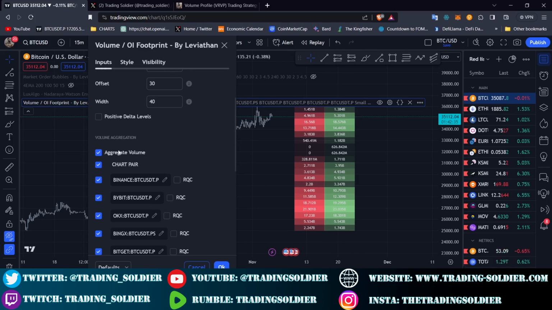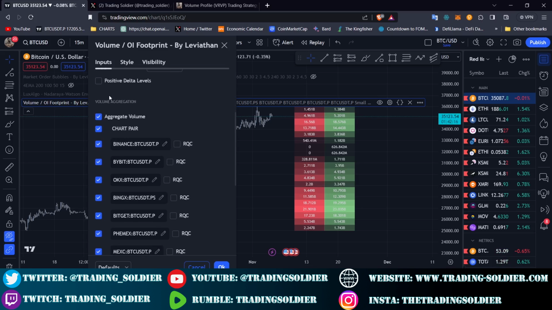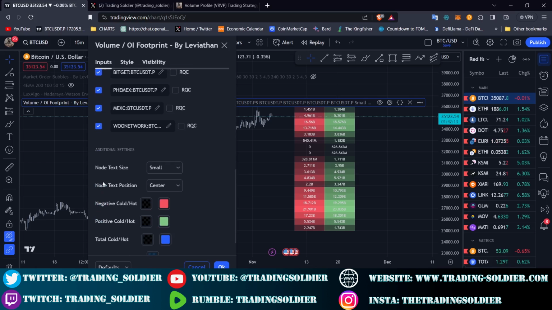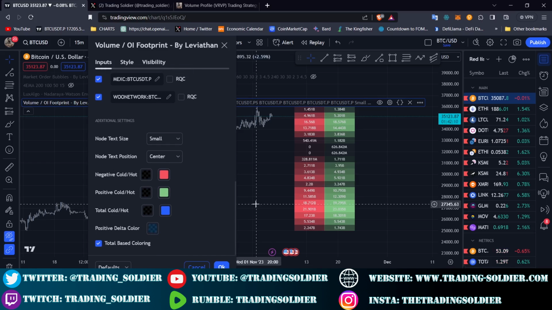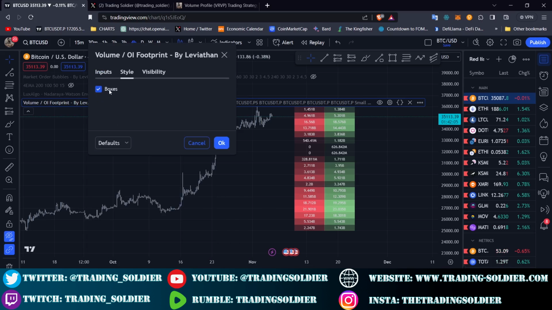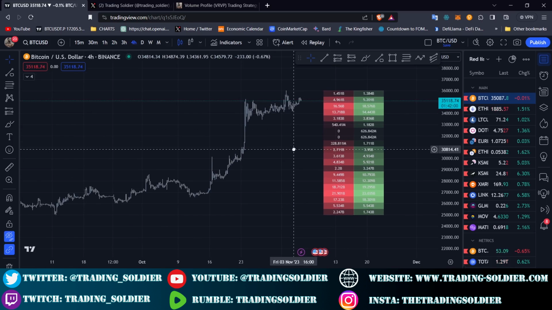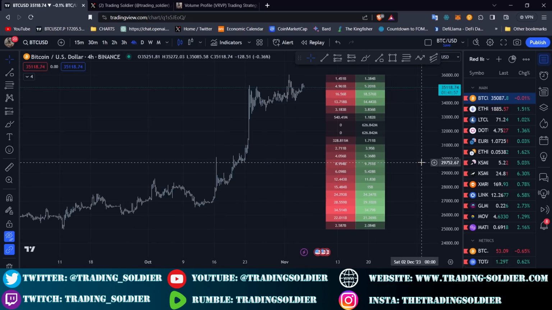And to use this feature, you have to enable the aggregate volume. Aggregate volume means that it's taking the volume from aggregated exchanges, from various exchanges. It's not taking one exchange. It's taking the aggregated data from all of the major exchanges. So I leave it this way, and this I will also leave by default. If you switch here to style, you have only this option, boxes, so you have to leave it this way. And now we are going to explain how to use the indicator in a trading strategy.